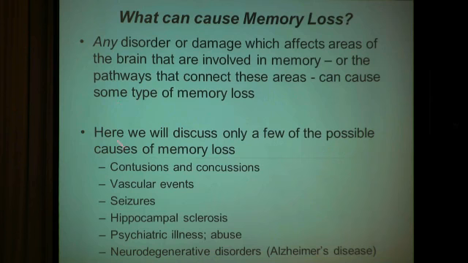Okay? Here I had to restrict this because we only have an hour, so I have to restrict what I'm going to talk about. I'm going to focus on contusions and concussions, vascular events, which is your blood supply, seizures, what's called hippocampal sclerosis, which means hippocampal scarring, psychiatric illness and abuse, and neurodegenerative disorders. I'm going to use Alzheimer's as the prototypical neurodegenerative disorder, or disorder in which neurons degenerate and die, as the major example of a disease that affects memory.